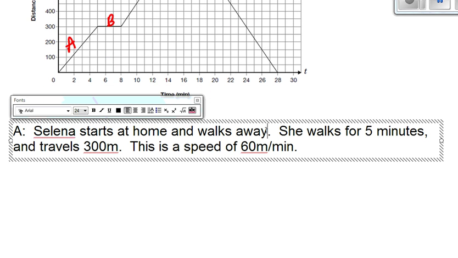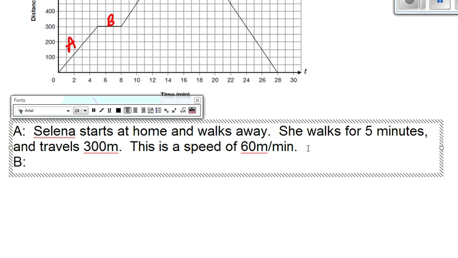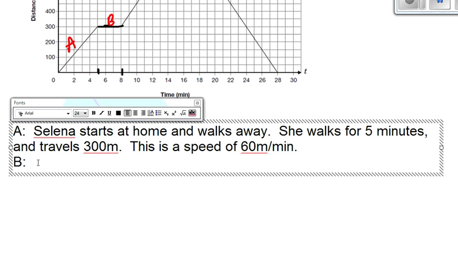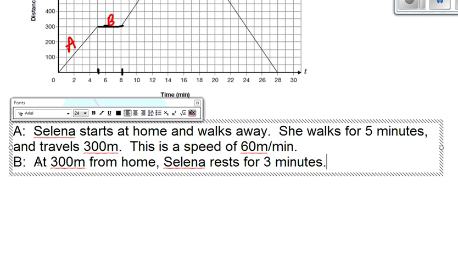So look at section B. Well, you can see that it's a flat horizontal line. And if it's a horizontal line, it means that she's not traveling, she's resting. And she rests for 3 minutes from 5 to 8. So I'll say at 300 meters from home, Selena rests for 3 minutes. And you don't have to say speed because obviously she's not moving, but what the heck? It's easy to do, 0 meters per minute.